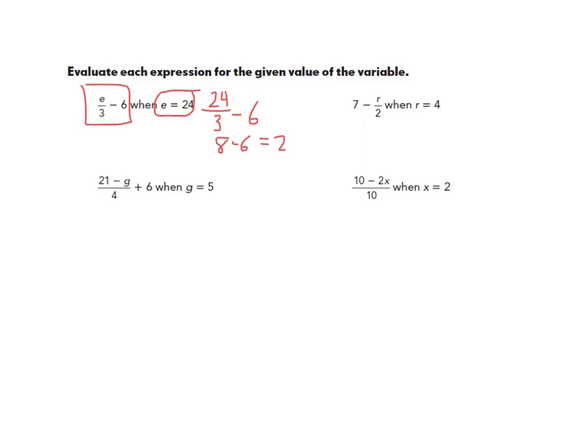The next one, it looks like it is 7 minus r over 2. I'm going to replace that r with a 4. So instead of it being 7 minus r over 2, it's 7 minus 4 over 2. Well, I can do that 4 over 2 part. Order of operations is telling me to do that division first anyway. So it becomes 7 minus 2, and that equals 5.